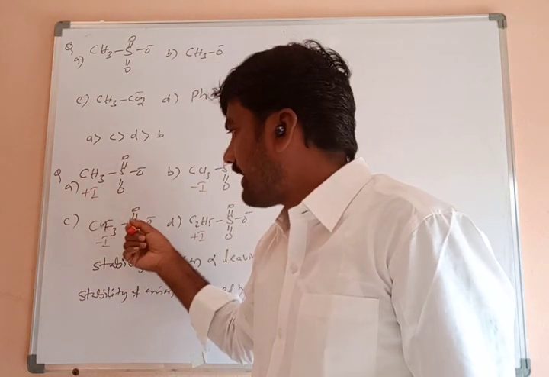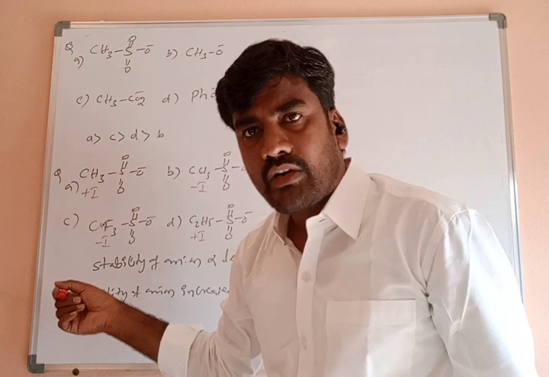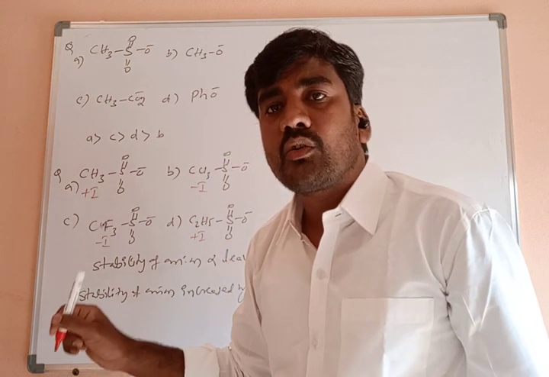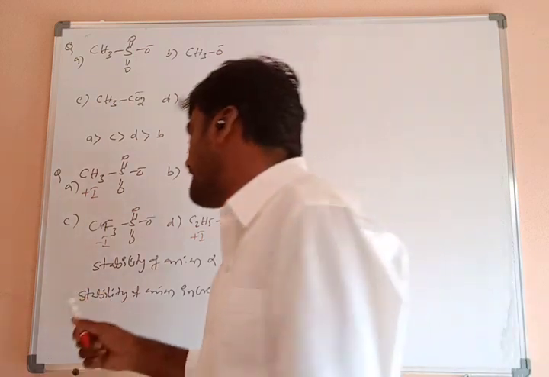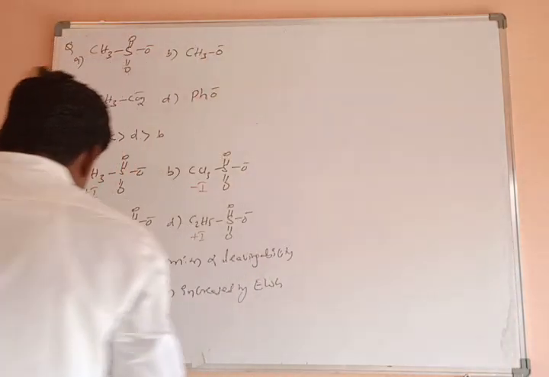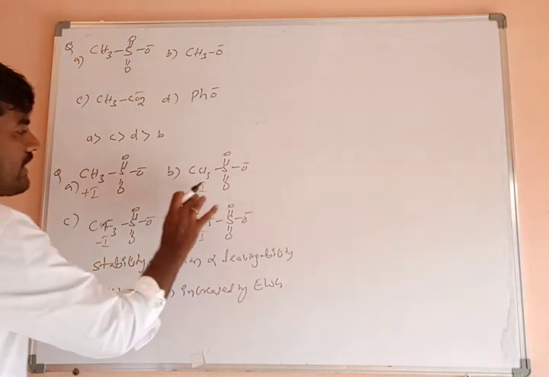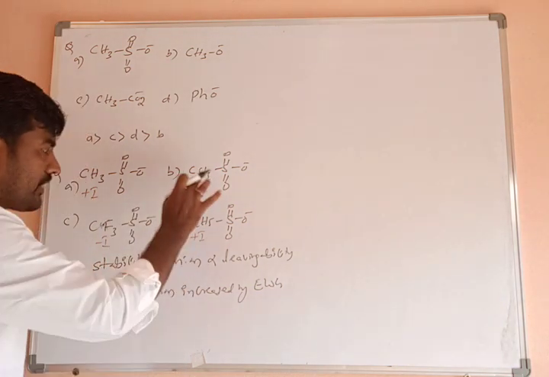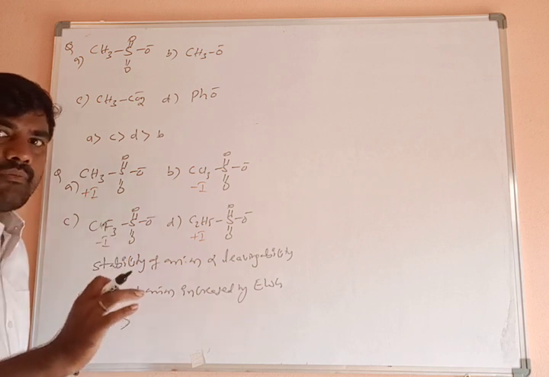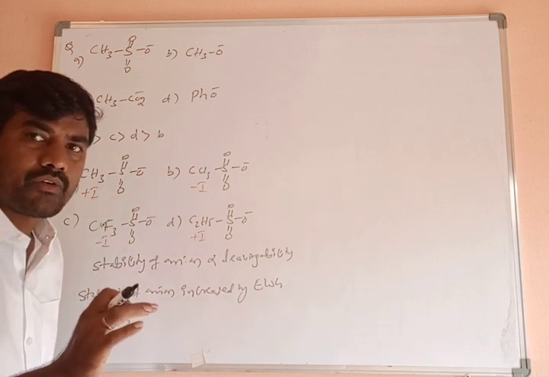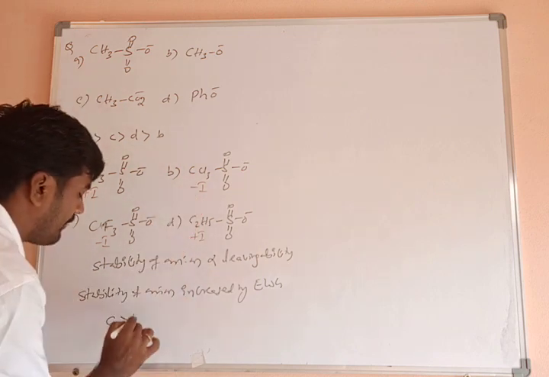The negative charge on the anion decreases more. Then what happens? Stability increases, which means leaving group ability also increases automatically. So the answer is C is greater than. After C, the next one is also an electron withdrawing group. When compared, chlorine and fluorine, chlorine decreases the negative charge on the anion more. After that B will come.